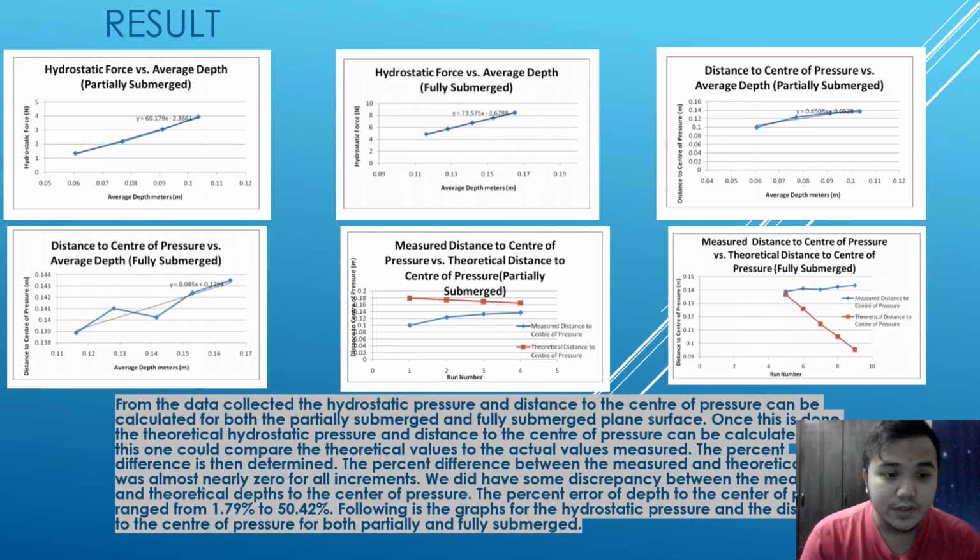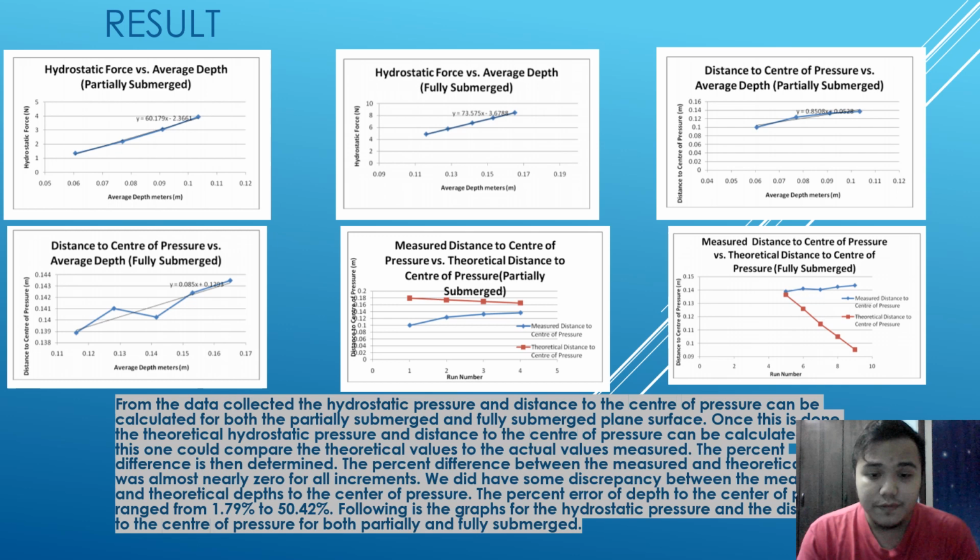So next we go to the results. As you can see, there are 6 graphs which we can obtain after doing all those experiments. From the data collected, the hydrostatic pressure and distance to the center of pressure can be calculated for both partially submerged and fully submerged plane surfaces. Once this is done, the theoretical hydrostatic pressure and distance to the center of pressure can be calculated. We could also compare the theoretical values to the actual measured values, and the percent difference can then be determined.